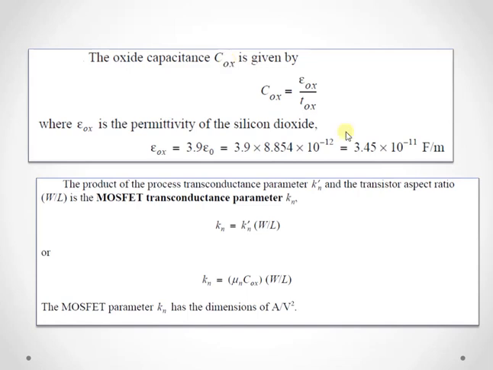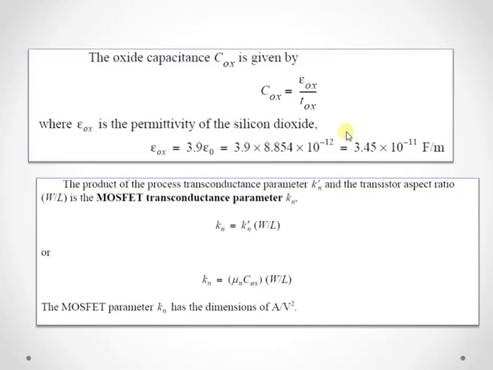TOX corresponds to the oxide thickness, and it is determined by the process technology which is used to fabricate the MOSFET. Sometimes we can also represent the capacitance in the MOSFET in terms of femtofarad, which is equivalent to 10 to the power minus 15 farad.